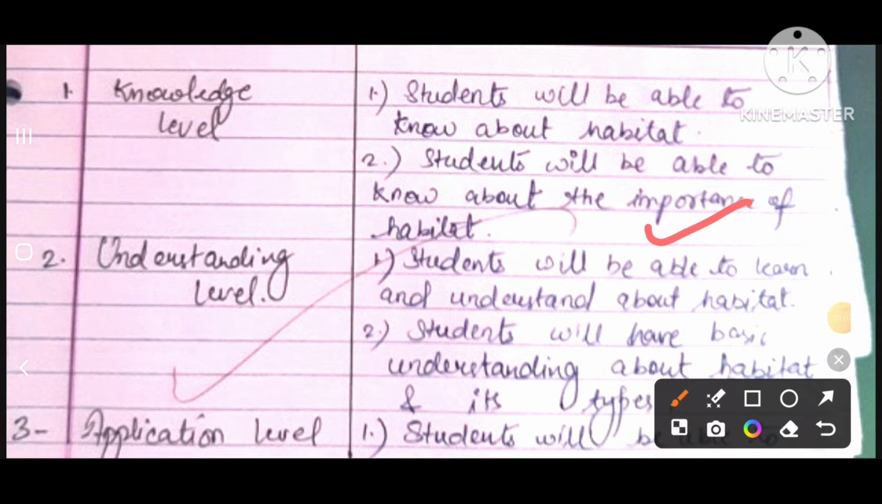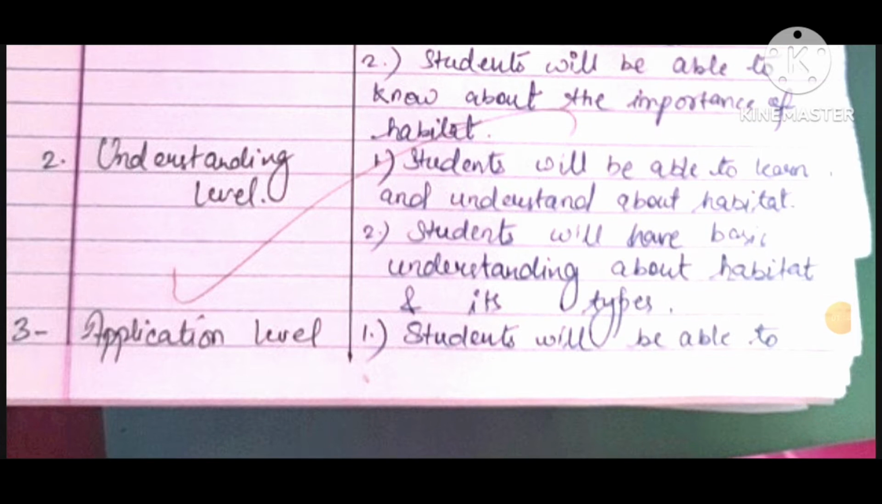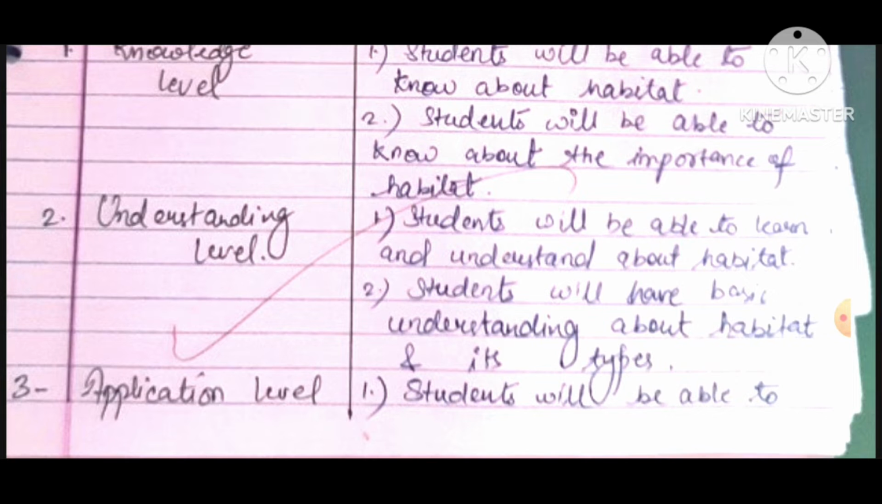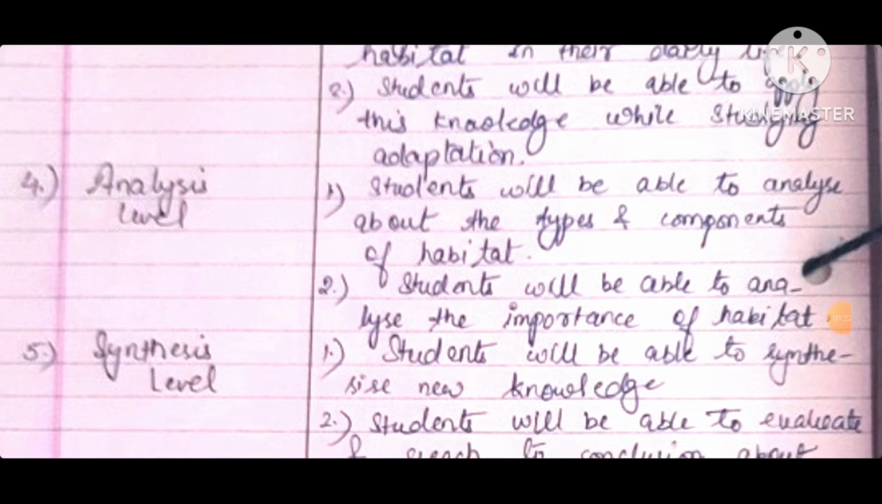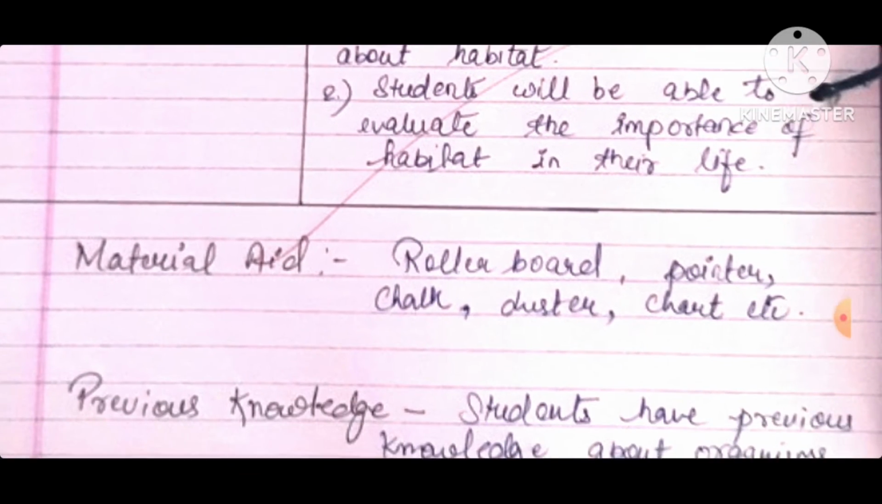The second level is understanding level. In this, students will be able to learn and understand about habitat. Students will have basic understanding about habitat. Likewise, you have to write down all the levels and their objectives. After that, analysis level, synthesis level and evaluation level.